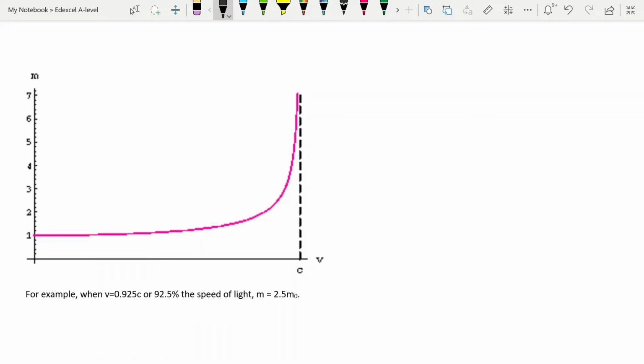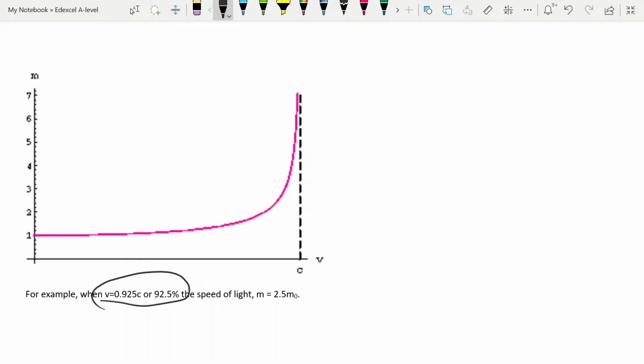But when you get up to 92.5% the speed of light, for example, it starts to increase very, very fast, and you get an effective mass of 2.5 times the rest mass. Now, this is what we call relativistic effects, relativistic speeds.